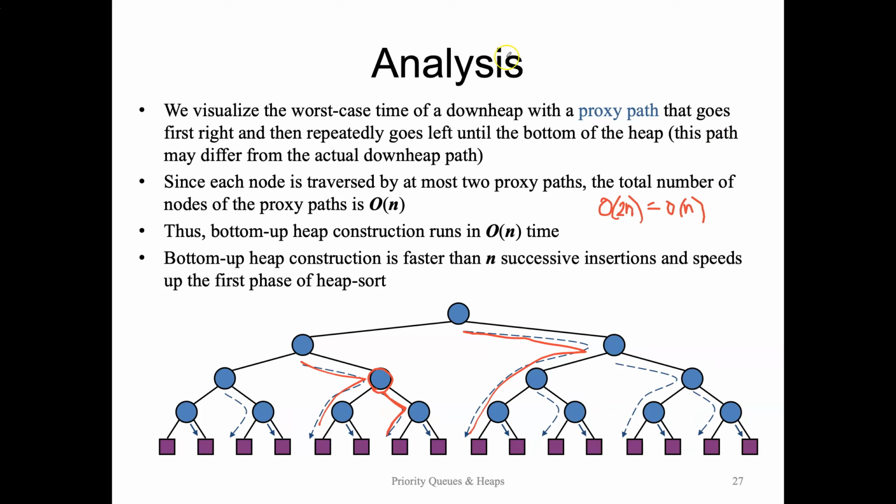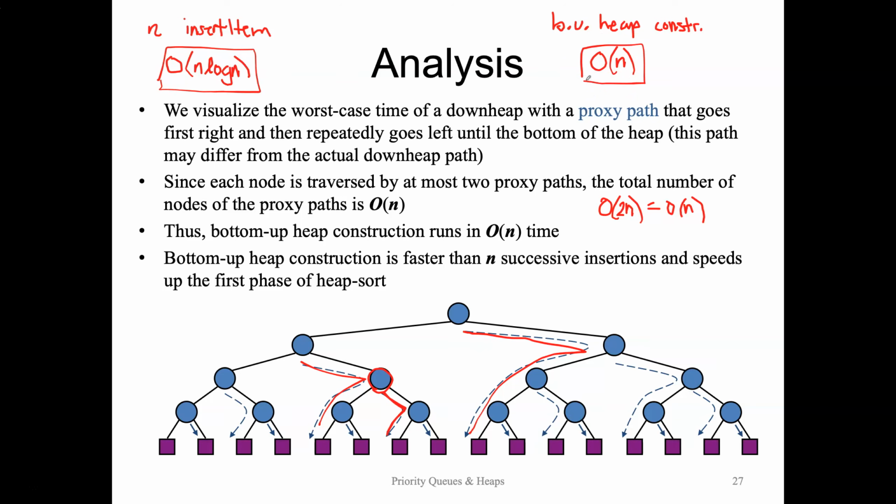If we were to just make n calls to insert item, this is the other way that we had of constructing a heap. This costs n log n. It's much better, if we can, to use bottom-up heap construction. Now the caveat here is that we have to already know in advance what all the keys are that we want to include in our heap. But if we use bottom-up heap construction, our total runtime is linear. So this is a more efficient implementation.